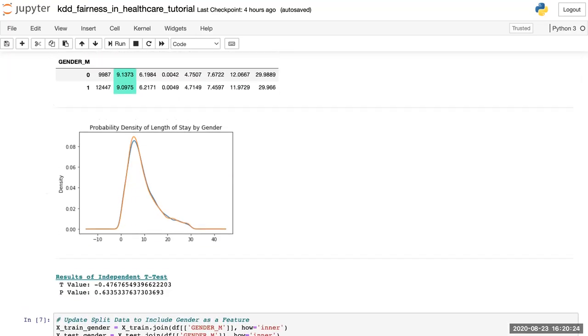First, I will look at the mean values, again highlighted in that aquamarine green, and we observe that they're fairly similar between the privileged and unprivileged group, again, where males are assumed to be privileged and they're categorized as one, and females are assumed to be unprivileged.